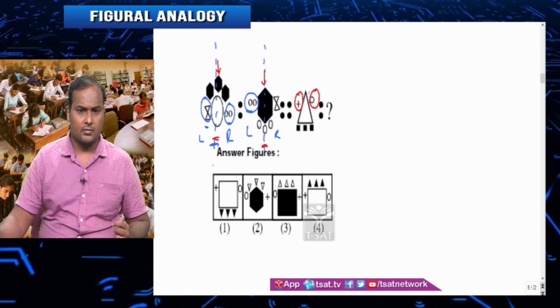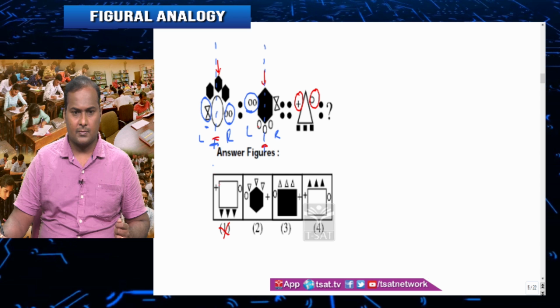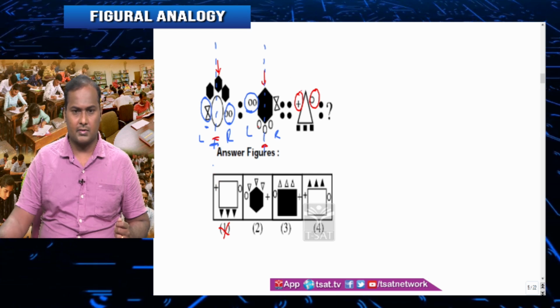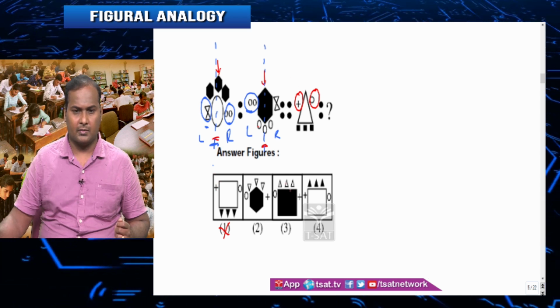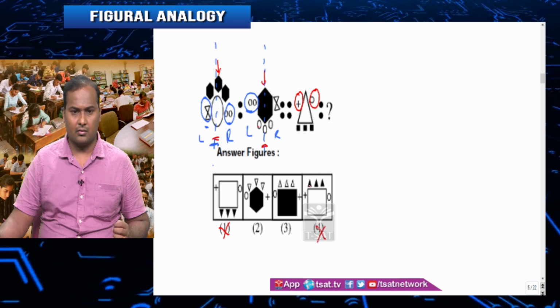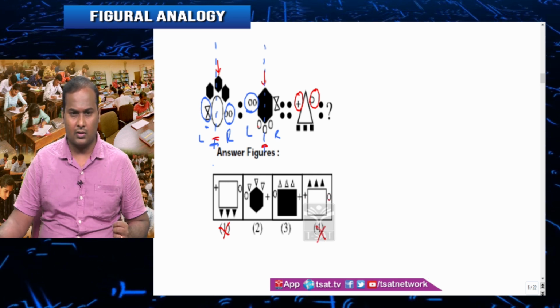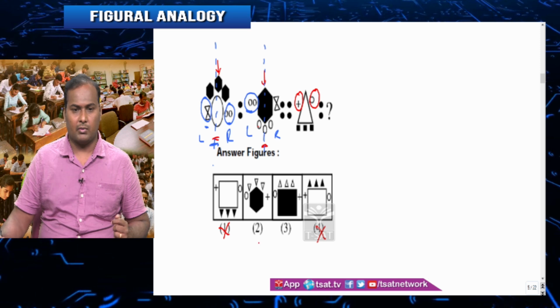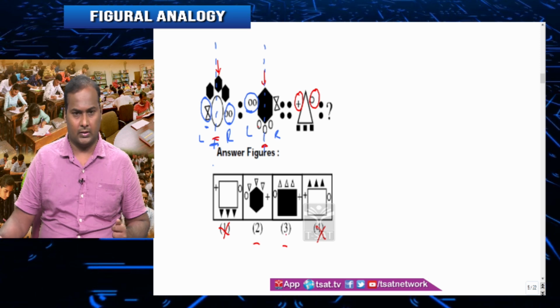The moment you see this, option 1 cannot be your answer, because plus is on the same side and circle is also on the same side. Option 4 cannot be your answer, because plus and circle are on the same side. And your answer may be in between 2 and 3.